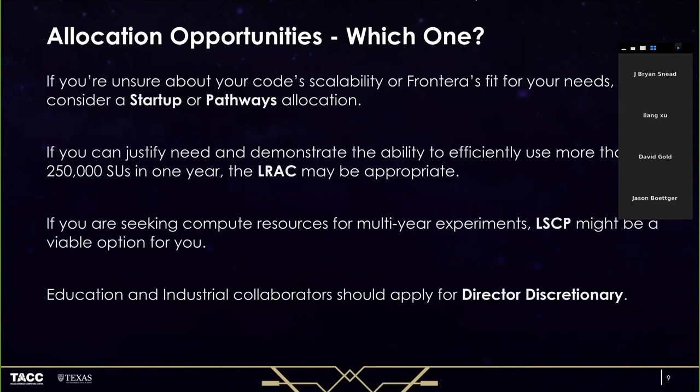So those are the allocation opportunities. The question is, which one should I look for? Considering that the LRAC has already passed, you may want to consider one of the other options right now. If you're unsure about your code's scalability, or if you're not sure whether Frontera is going to work for you, we would suggest that you look at either a startup or pathway. If you are looking to have access to Frontera for multiple years, for up to 3 years, and you've got a grant that is going to fund that process for the next 2 to 3 years, then the LSCP might be a viable option for you. And of course, education and industrial collaborators should apply for the director's discretionary.